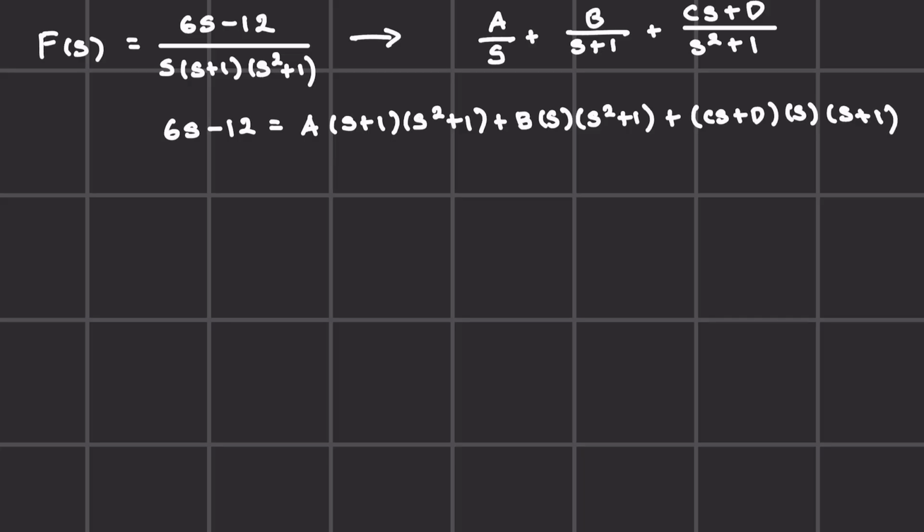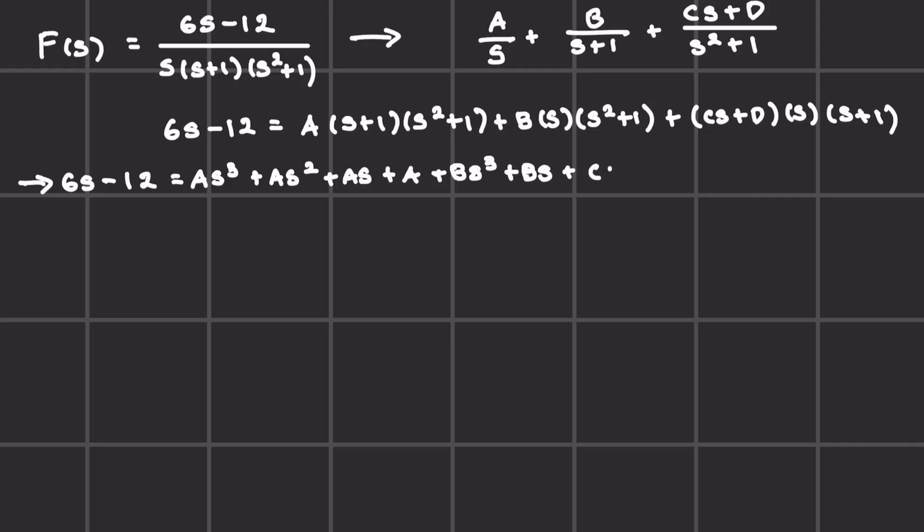Now let's expand the right hand side of this equation. We have 6s minus 12 equals As cubed plus As squared plus As plus A plus Bs cubed plus Bs plus Cs cubed plus Cs squared plus Ds squared plus Ds. I know this looks like a lot, but it will look easier after this.